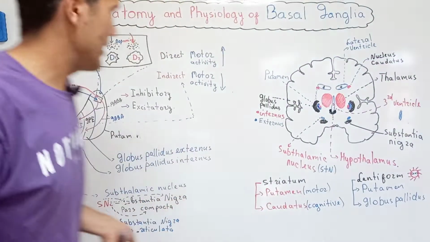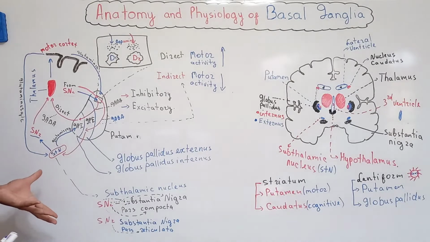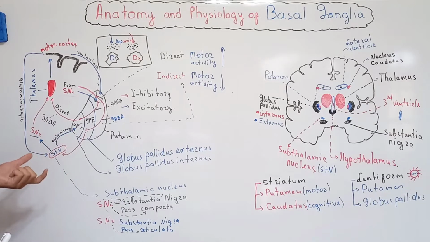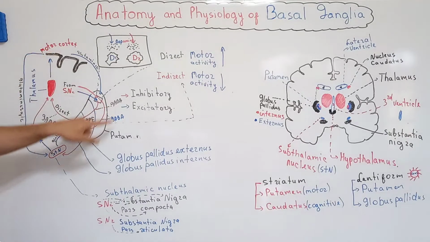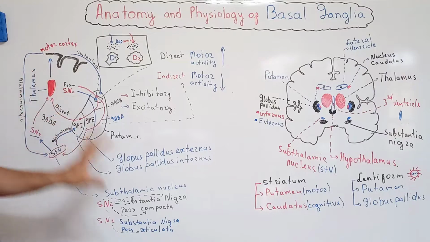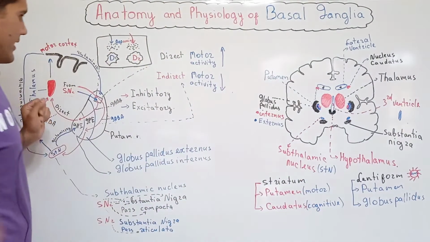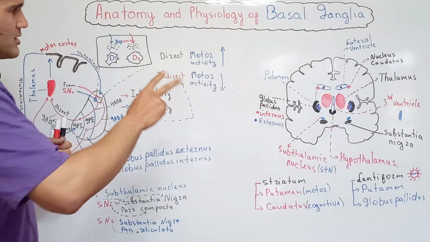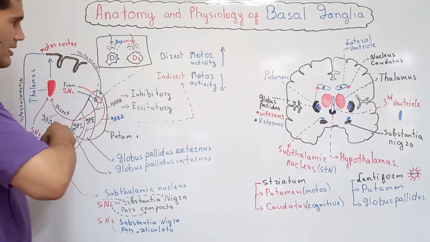Second part of our lesson is devoted to the physiology of the basal ganglia. First of all, I should say that there are circuits between the motor cortex, basal ganglia, and thalamus. These circuits play an important role in our motor function. And there are two pathways in this circuit, the direct pathway and the indirect pathway.